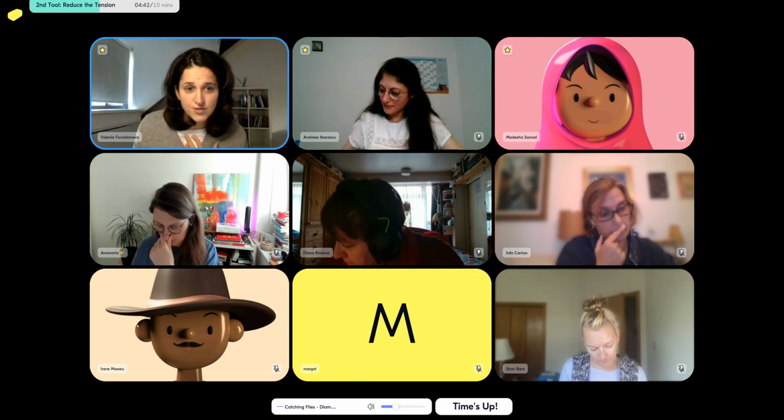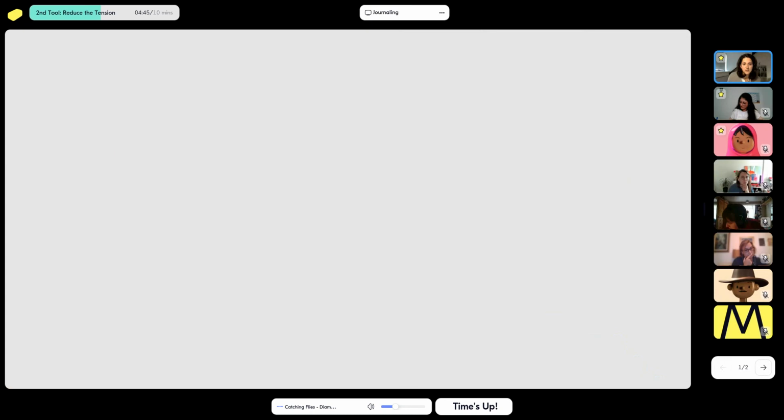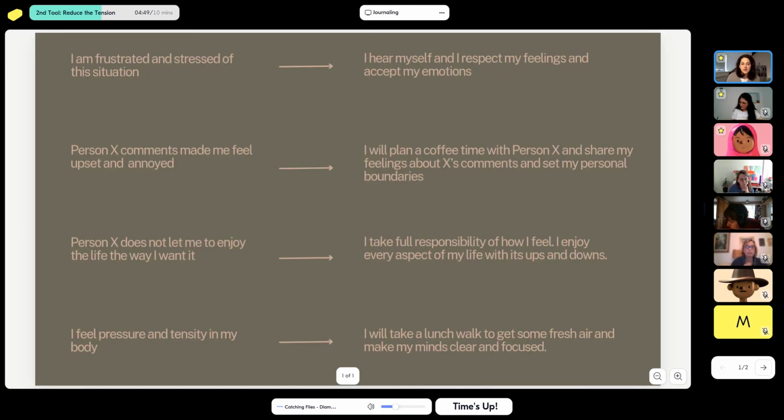So I suggest you do the same. I will share my example, how I did it. For example, you see, I felt pressure and tension in my body. A simple step you can take already is to take a walk or stand up, do squats or do push-ups. That will energize your body and at the same time bring energy and fresh air to your mind. So it can be very simple steps that change the direction of your mind.